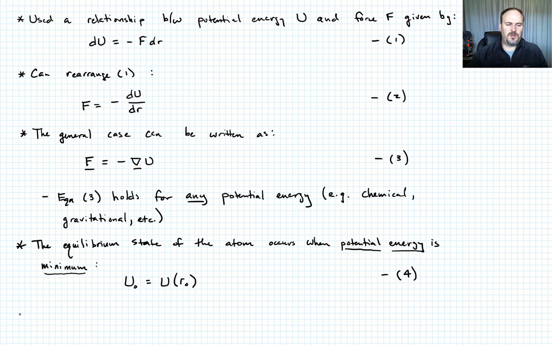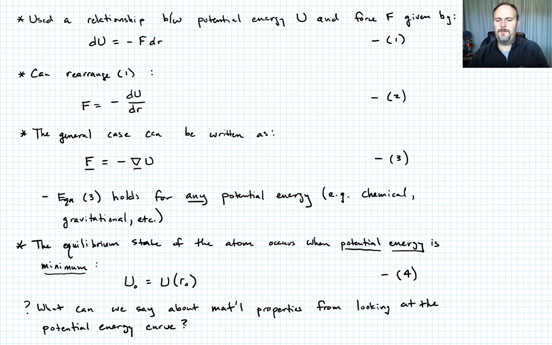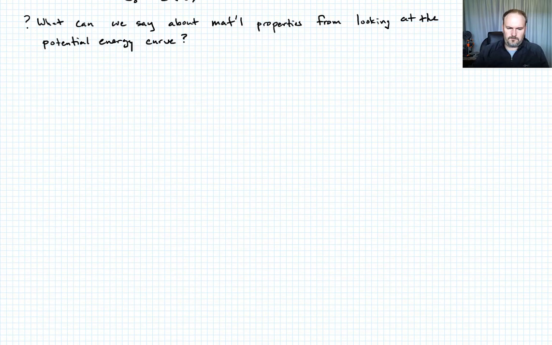So here's the question that I want to pose. What sort of material properties can we infer just by looking at the potential energy curve? So what can we say about material properties just from looking at the potential energy curve? Okay, so there are 3 properties that we're going to focus on that we can say something about as we look at that curve.